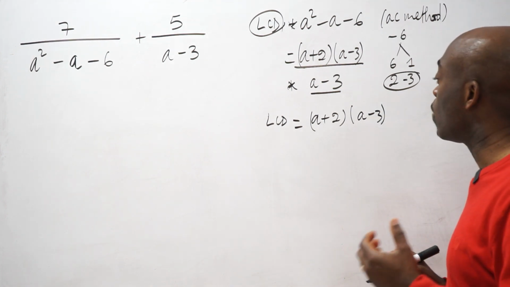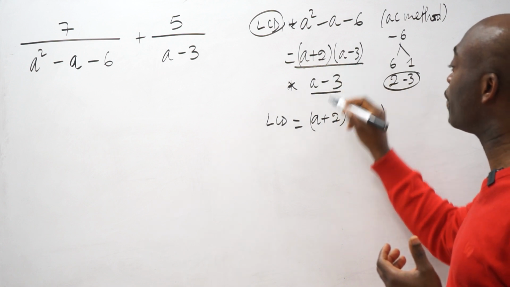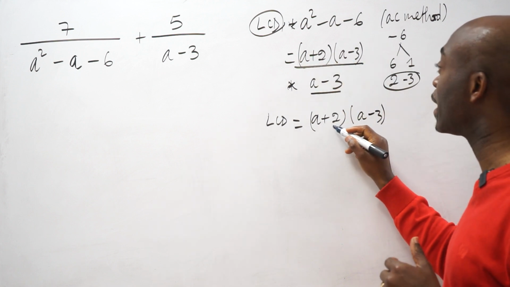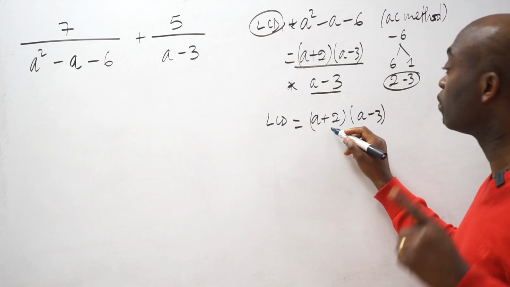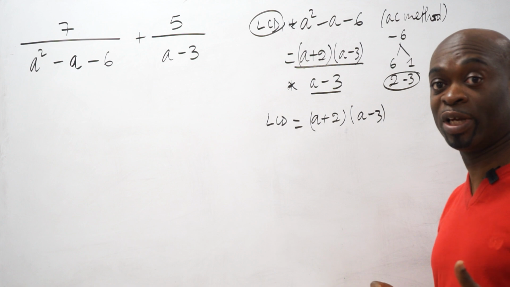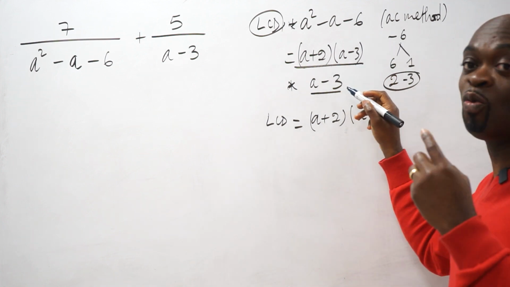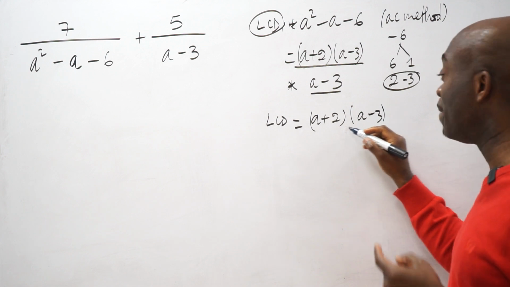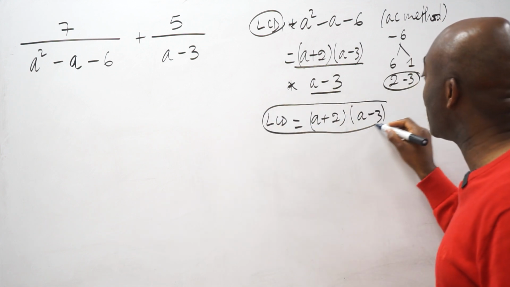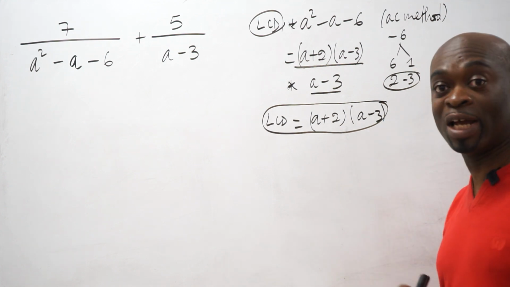Once we get that, the next thing to ask is, how many times do we have a plus 2 here? Once. How many times here? 0 times. So we take a plus 2 only once. Then a minus 3: how many times do you have a minus 3 here? Once. How many times here? Once. So we take a minus 3 also once. So the lowest common denominator, ladies and gentlemen, is a plus 2 times a minus 3. And with that, you're done for now.